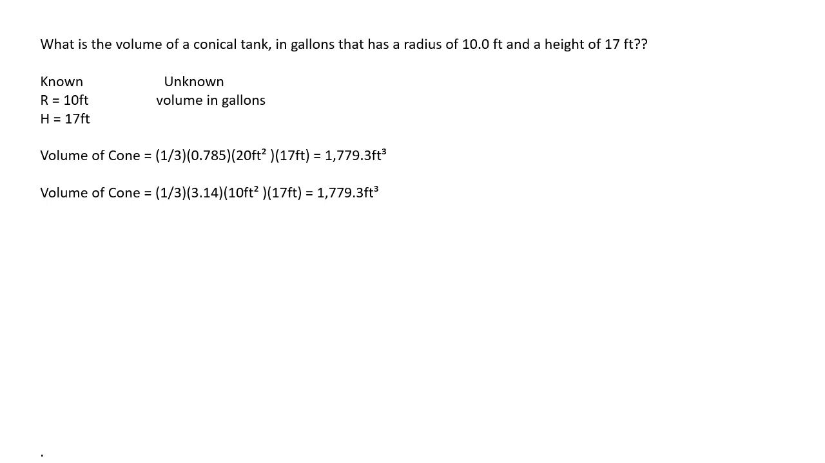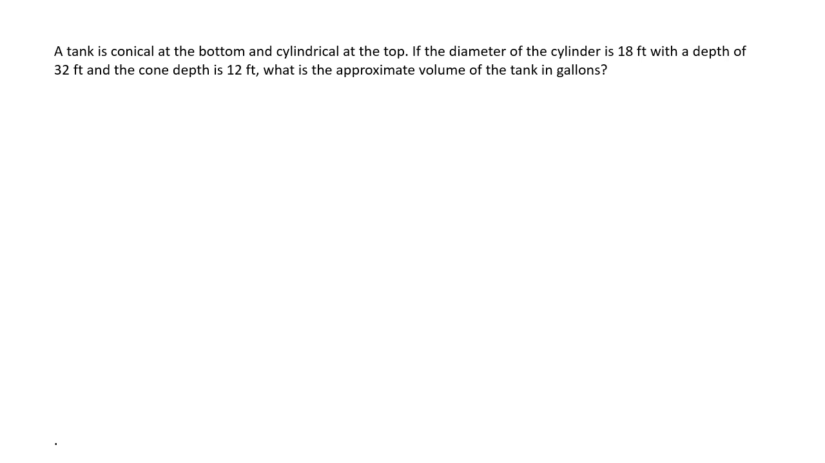Either way, we're going to have to convert this into gallons. So 7.48 gallons times 1,779.3 cubic feet. When you multiply, the cubic feet will cancel out. So 1,779.3 cubic feet times 7.48 gallons over a cubic foot, and the answer is 13,309.2 gallons.